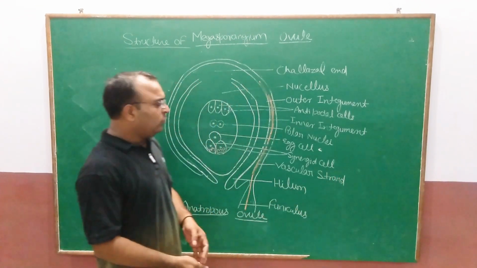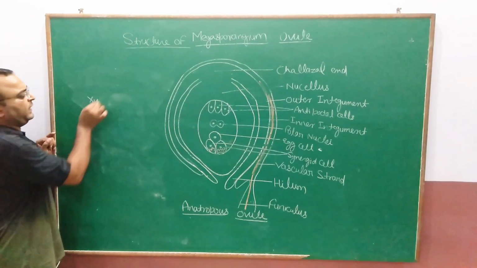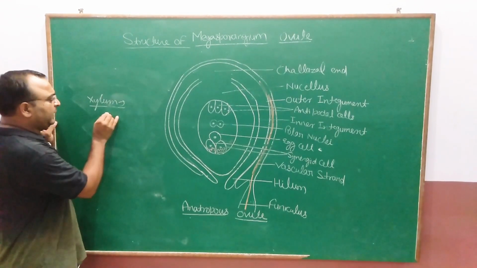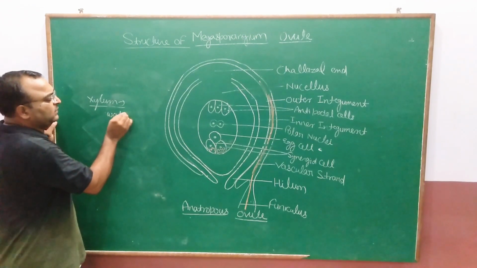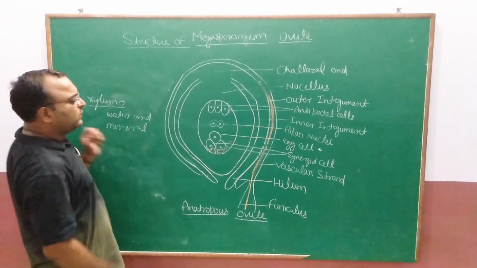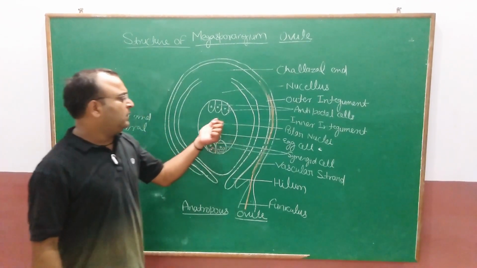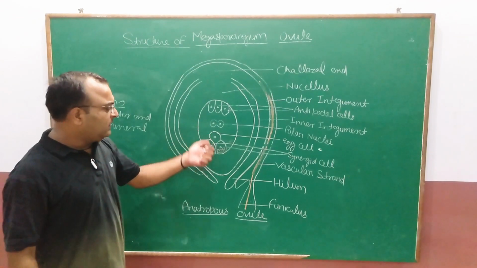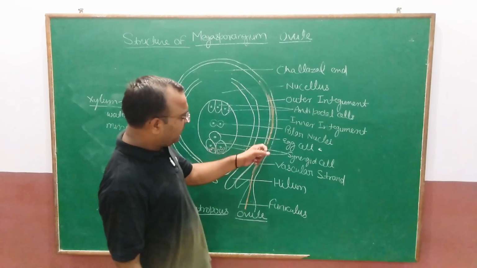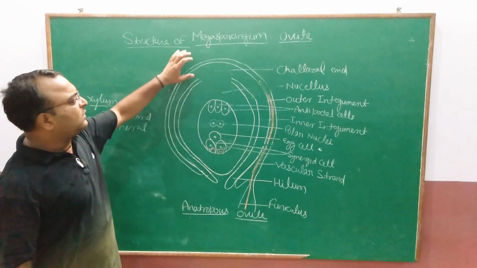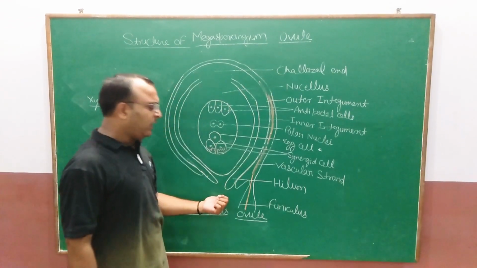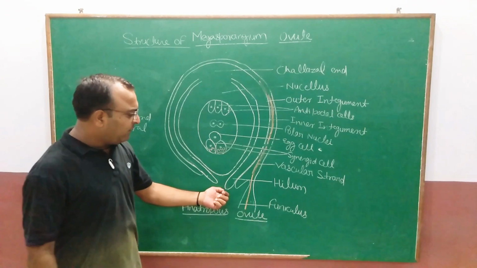You know very well what the function of the xylem is. What does xylem do? It provides water and minerals. To whom? For the developing centrally placed cell, where the synergid cells and the egg cell are present. Now this is the vascular strand. Apart from that, there are two ends present. One end is known as the chalazal end, and the other end is known as the micropylar end. That I will discuss later.